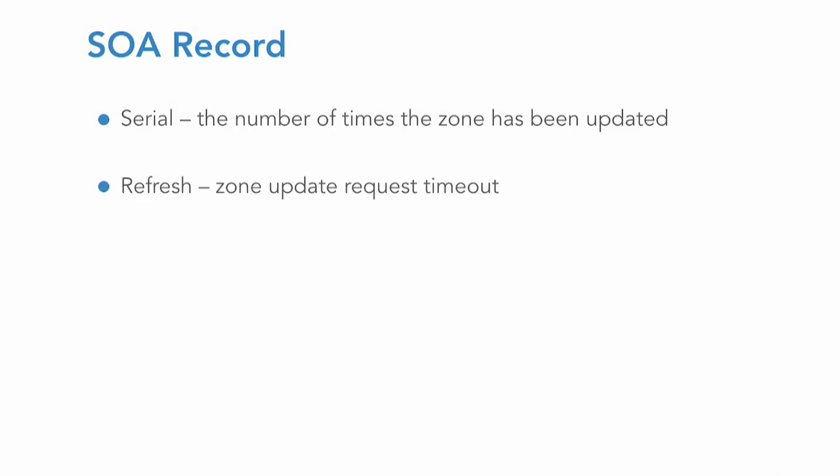Refresh is the amount of time a secondary server will wait before sending a request to update the zone. Retry is the amount of time the secondary server will wait before sending an additional request to update the zone. And lastly, minimum is the amount of time a name server will cache zone data.